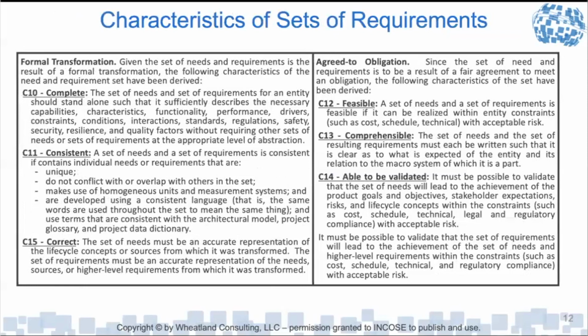And then from a set standpoint, again, the formal transformation part and the agreed part. We want the set to be complete. We want consistency within the set, and we want the set to be correct. From the agreed-to obligation, even though individual needs and requirements may be feasible, when you add them all together in the set, maybe they're not feasible. We need the set to be comprehensible and, again, able to be validated from a need standpoint and a requirement standpoint. So again, for details on this, go to the YouTube channel and you can see those presentations.